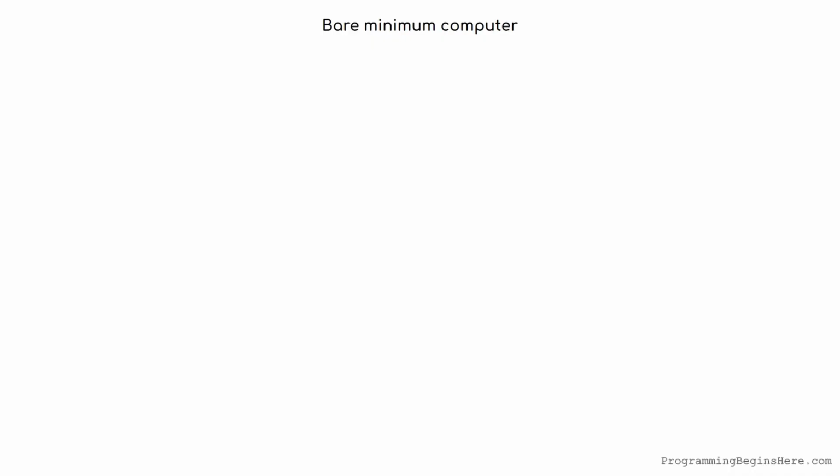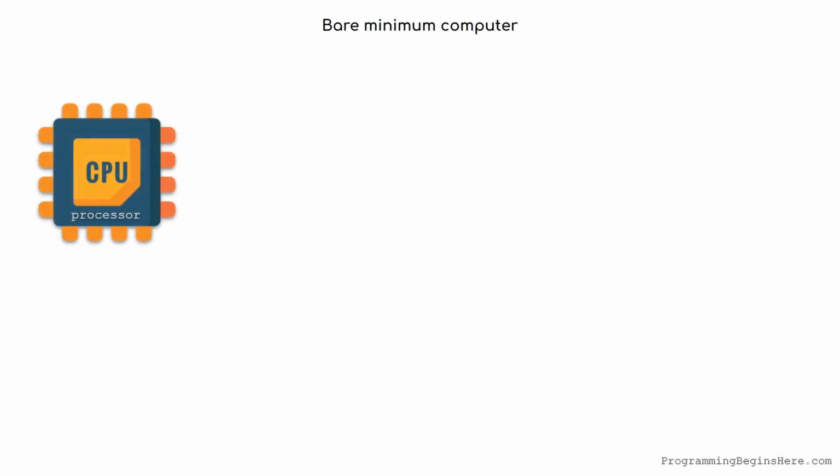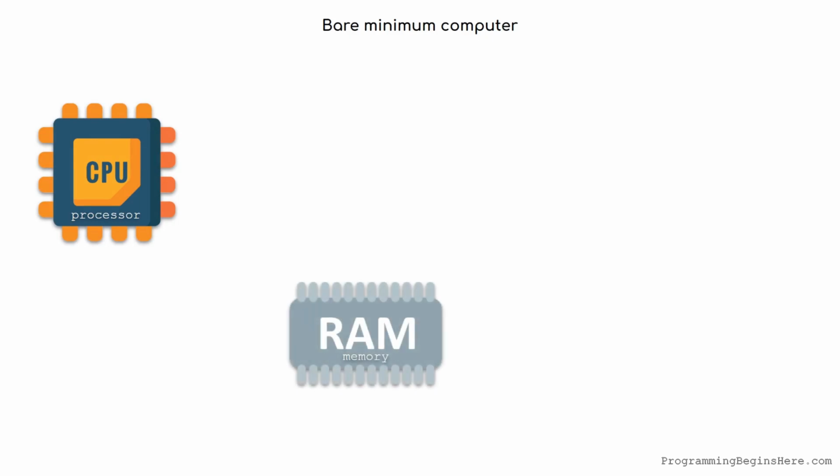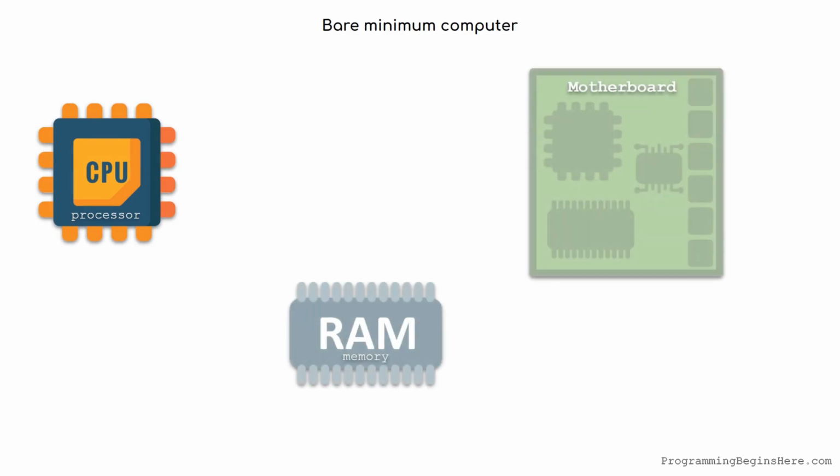So as I said, there are only three components which the computer cannot function without. These are processor, memory, and motherboard. Of course, it also needs some source of power, but it's no different to any other electronic device, so we will not focus on that.